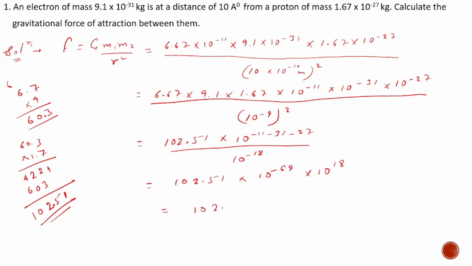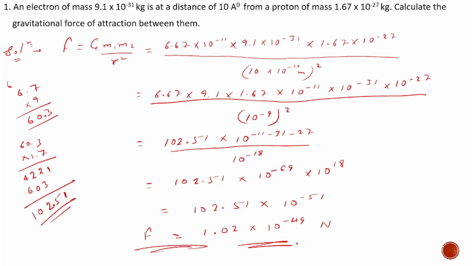So 102.51 multiplied by 10 to the power -69 plus 18. How much will it be? -51. We can take it in standard form: 1.02 × 10^-49. Okay, this much newton of force of attraction is between an electron and a proton kept at a distance of 10 angstrom. Okay, this is the gravitational force of attraction between them.